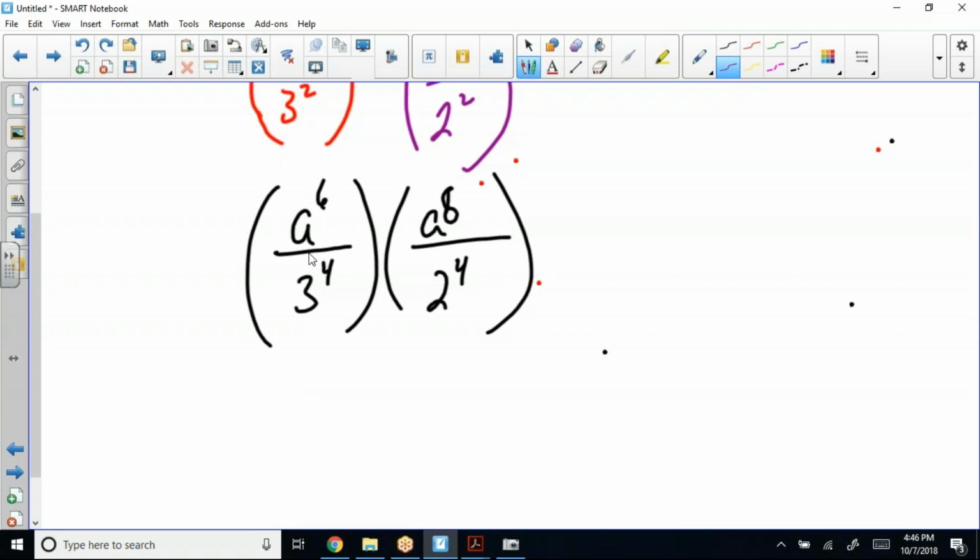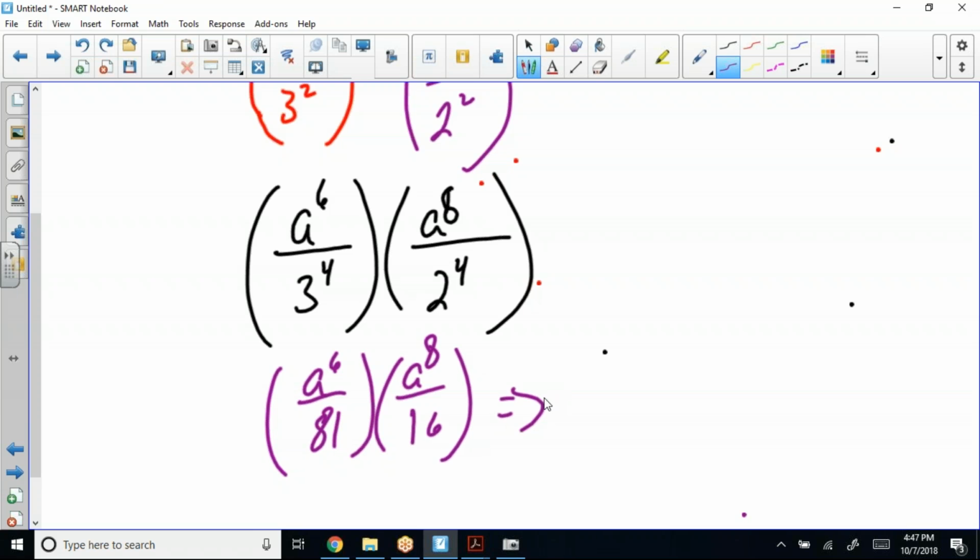All right, so we got to evaluate 3 to the 4th, okay? So 3 raised to the 4th, I think it's 81, so that's really a to the 6th over 81 times a to the 8th over, is that 16? 2 to the 4th is 16, I think.